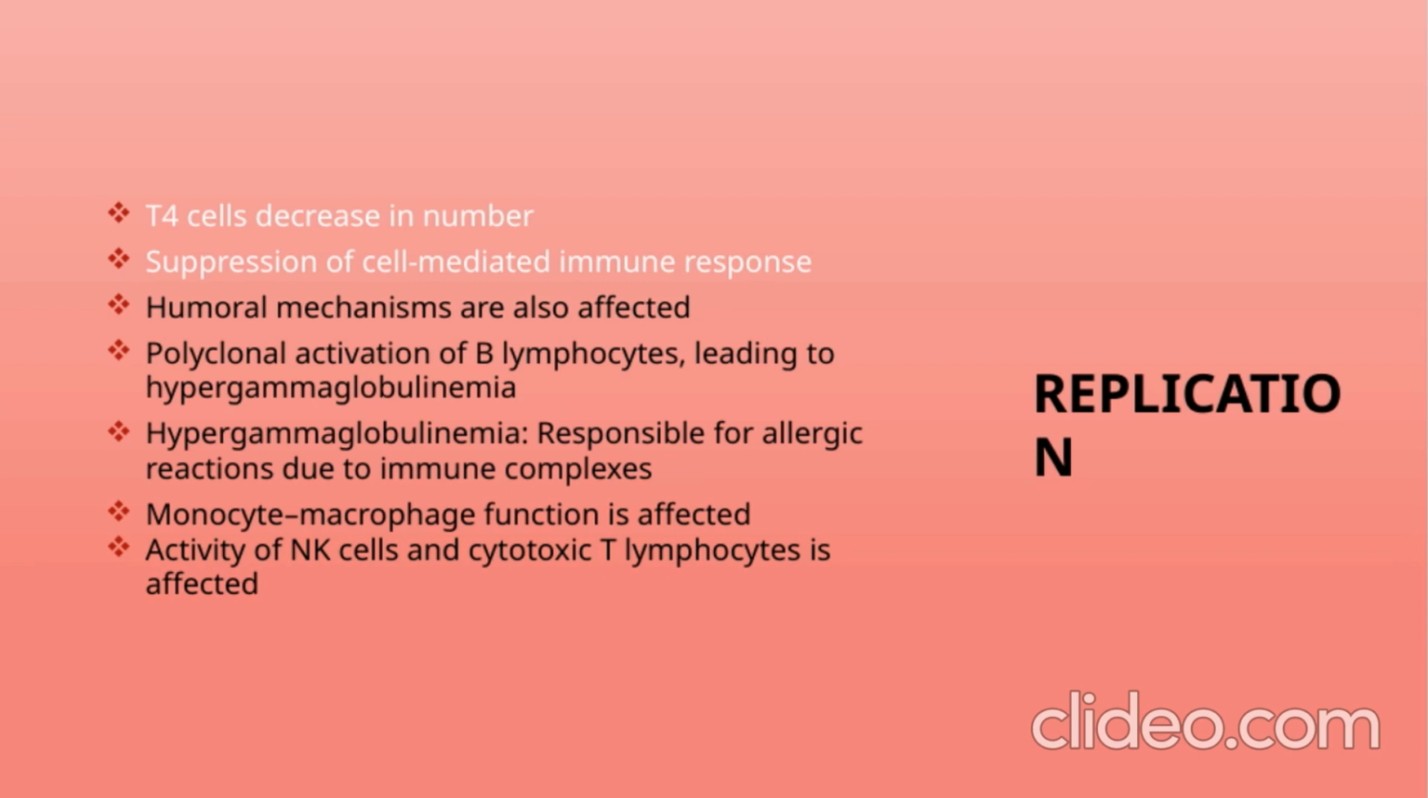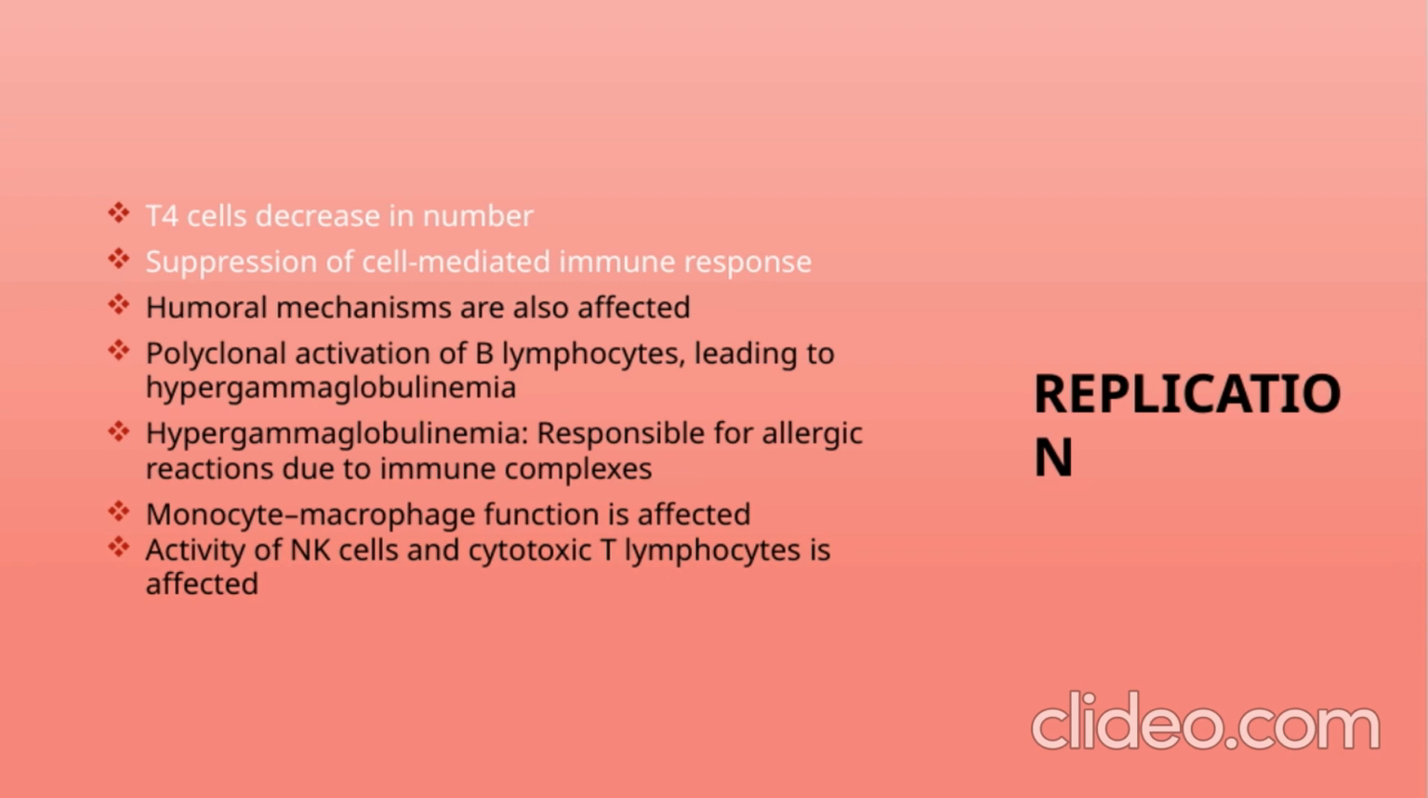What this means is that B lymphocytes, which produce antibodies, can become polyclonally activated. This leads to hypergammaglobulinemia, a condition characterized by elevated levels of immunoglobulins in the blood. Now, this might sound good at first, more antibodies, but it actually causes problems. The excess immune proteins can form immune complexes, which are responsible for allergic reactions and tissue damage.